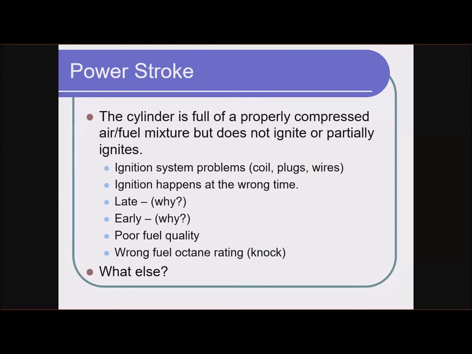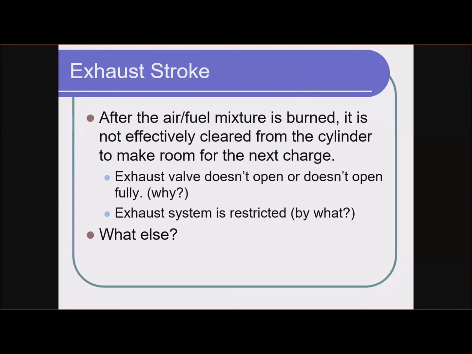What else could go wrong? Think about it. And then lastly, and this stroke gets kind of ignored a little bit, the exhaust stroke. After the air-fuel mixture is burned, if it's not effectively cleared from the cylinder to make room for the next air charge, we're not going to completely fill the cylinder, and we're not going to have a good combustion event in that cylinder. So what could go wrong with the exhaust stroke?